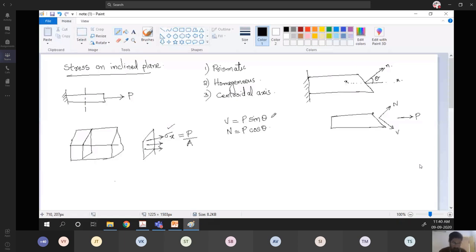Okay. So if I am considering this cross section, suppose this cross section is denoted by say A, sorry, this one is denoted by A1. This angle is theta now. So what can you say about this angle?